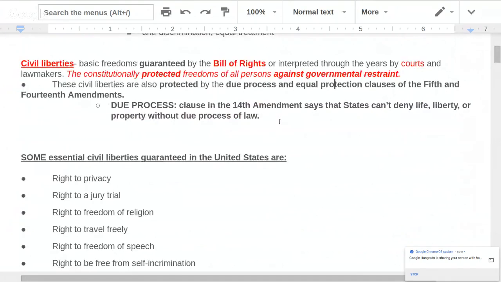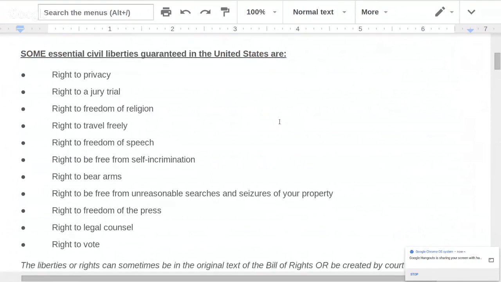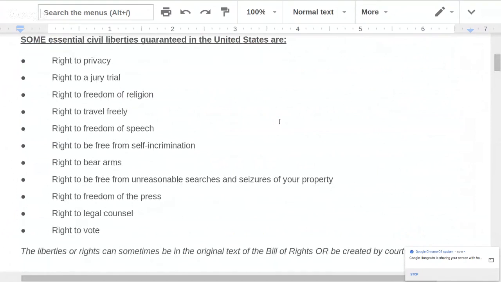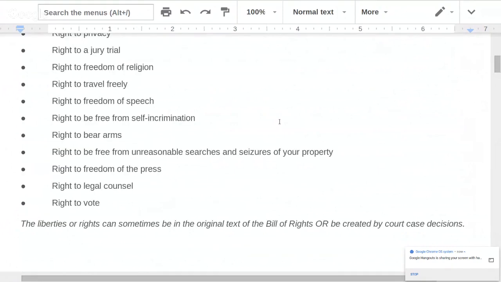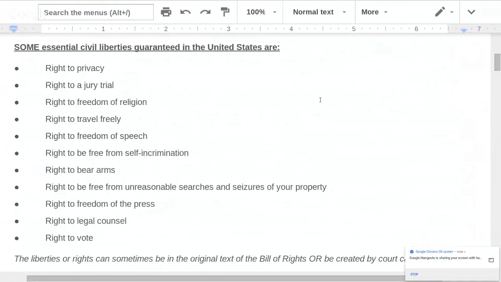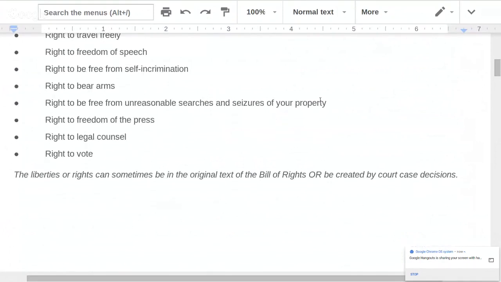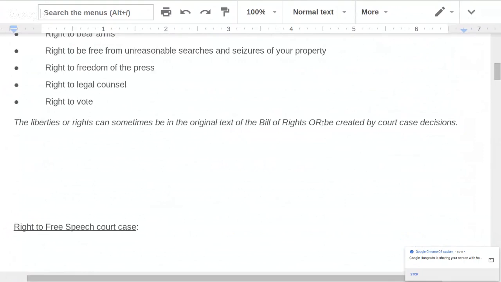So some essential civil liberties guaranteed in the United States are the right to privacy, right to jury trial, right to freedom of religion, right to freedom of speech, right to bear arms, right to legal counsel, and right to vote. These are guaranteed in the United States Constitution. But remember that liberties or rights can sometimes be in the original text of the Bill of Rights or be created by court case decisions.